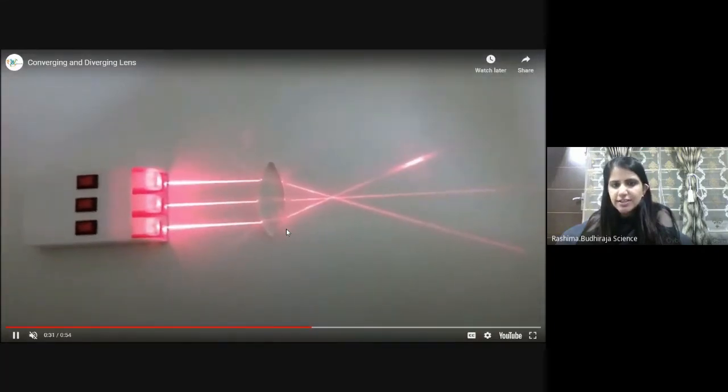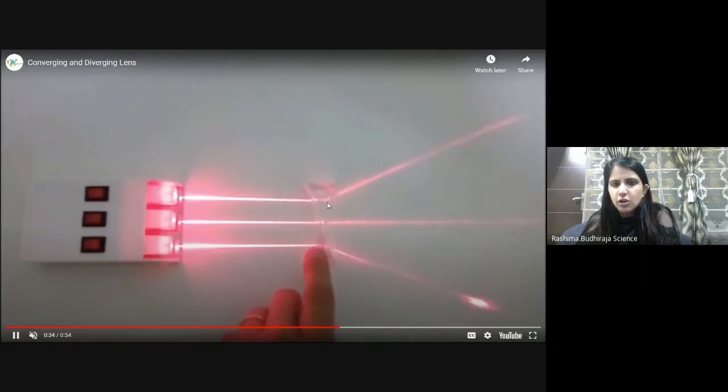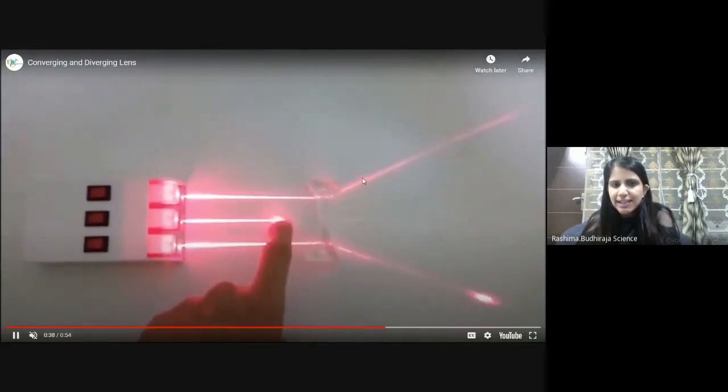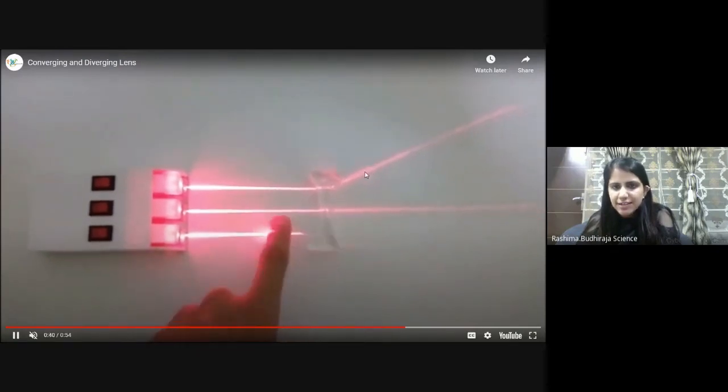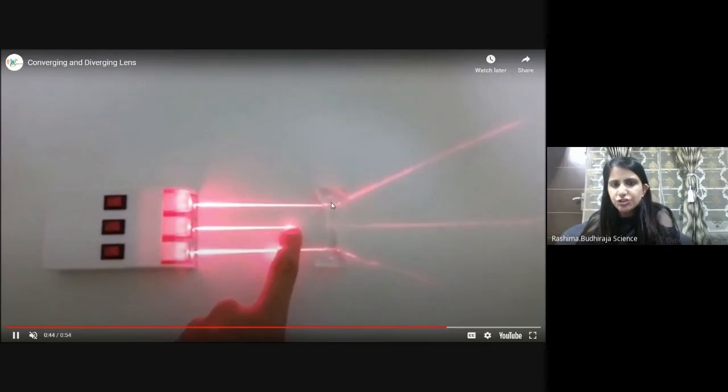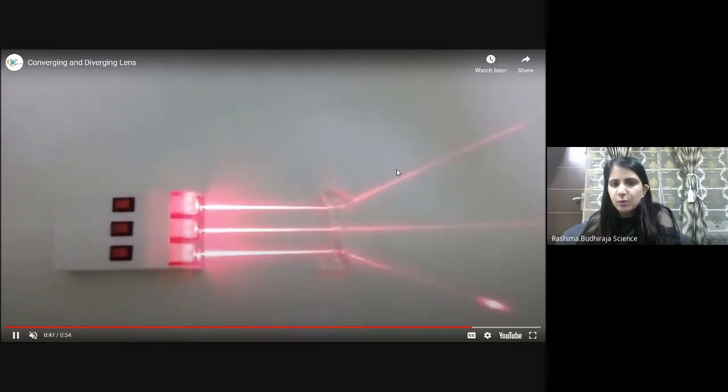After this, we are going to place a concave lens in the path of this incident ray of light. See how the rays are getting refracted. The incident parallel rays of light after refraction through this concave lens are diverging.